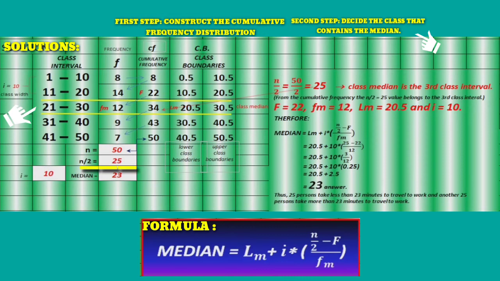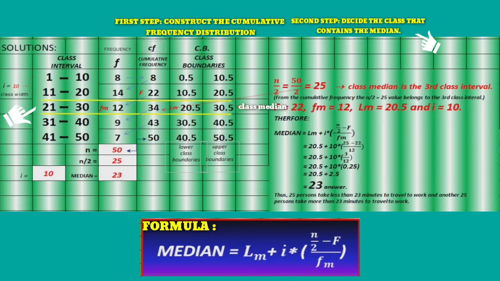Our n/2 value is 25, and from the cumulative frequency, 25 belongs to 34, and that is where the class median is located. Or simply, the line that covers the class interval 21 to 30 is your class median. The yellow lines that highlight the third class interval are your class median. We have determined the class median already.